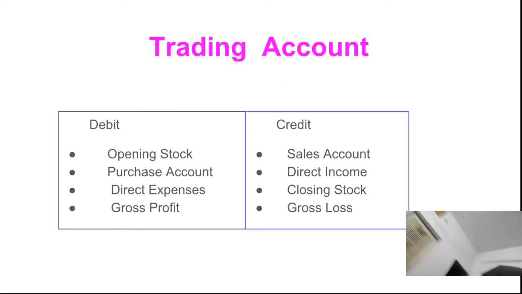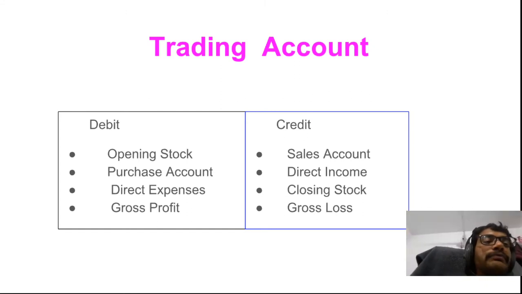If you have a profit, you get gross profit from the debit side. If you have a loss, you receive gross loss from the credit side. I hope you understand this. If you have any query, you can mention it here in my video.